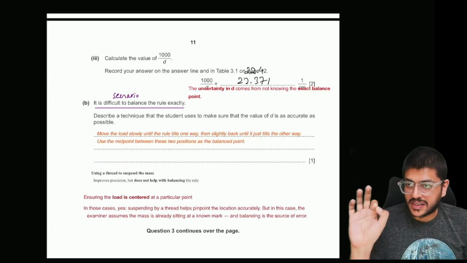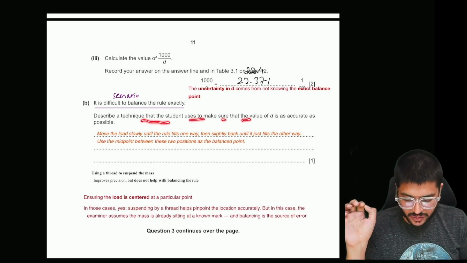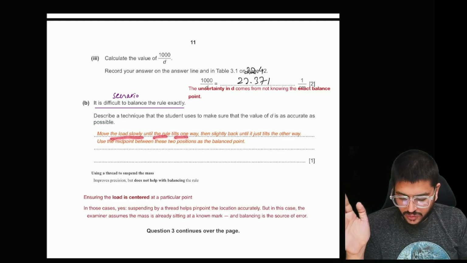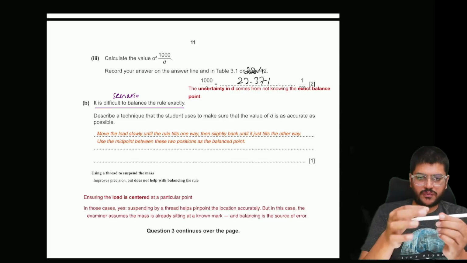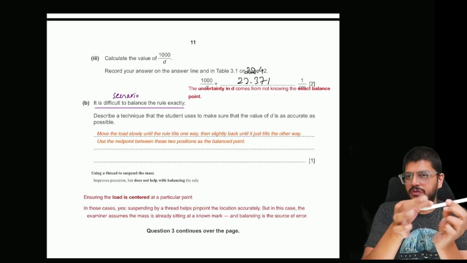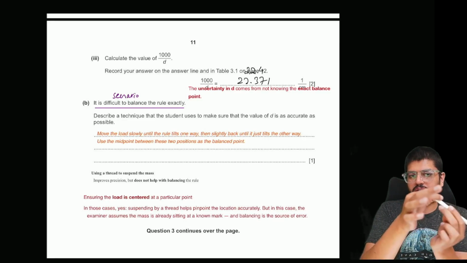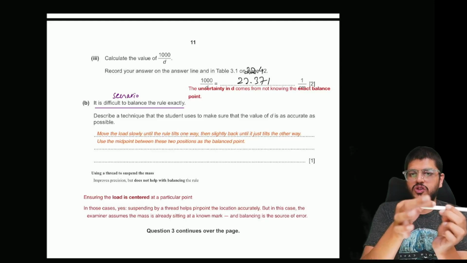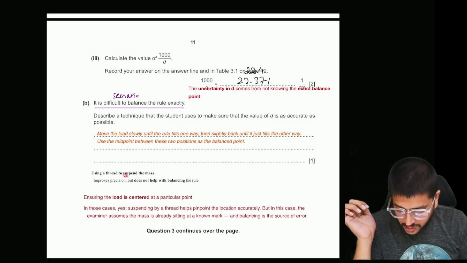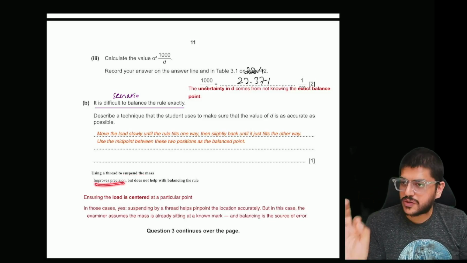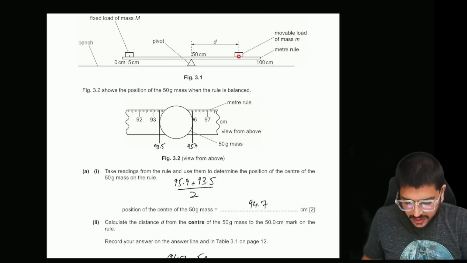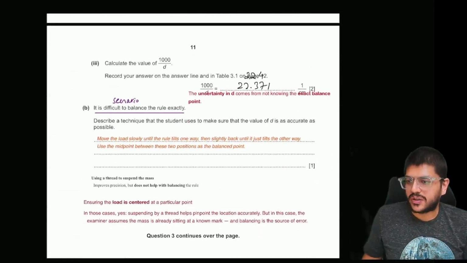The question is saying, describe a technique that the student uses to make sure that the value of D is as accurate as possible. Move the load slowly until the ruler tilts one way. So move it slowly until the ruler tilts this way. Now you know that you're too far from the pivot. Now you move it backwards, slightly back until it tilts the other way. Now use the midpoint between these 2 points to find the balance point. Do you understand? Using a thread to suspend the mass, it improves the precision, it improves in finding the exact point, but that is not what they wanted.